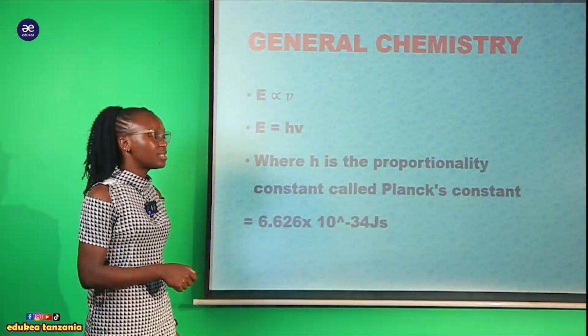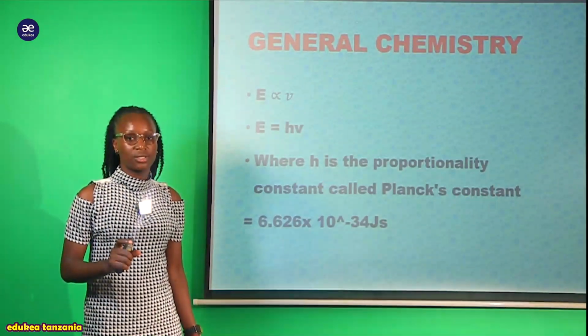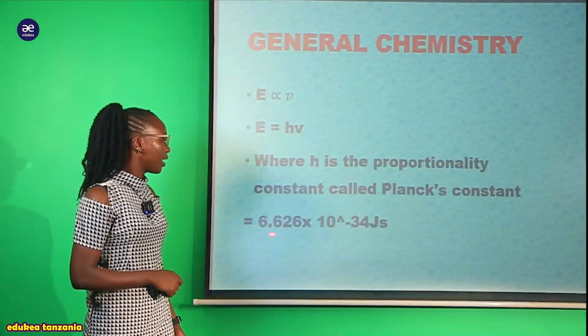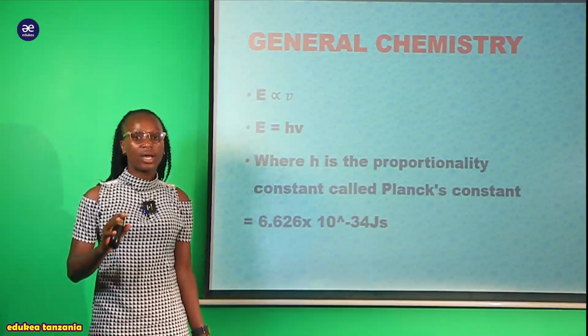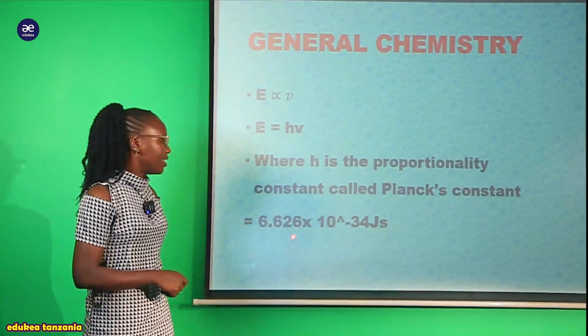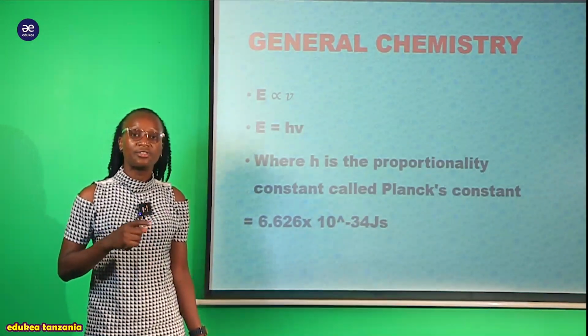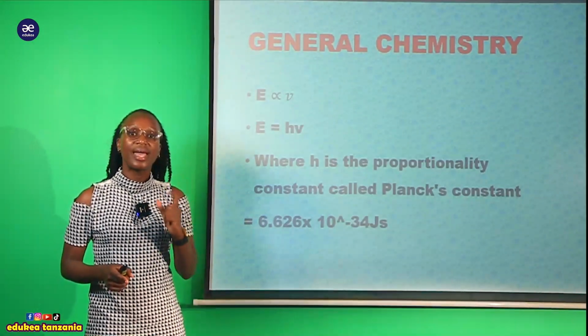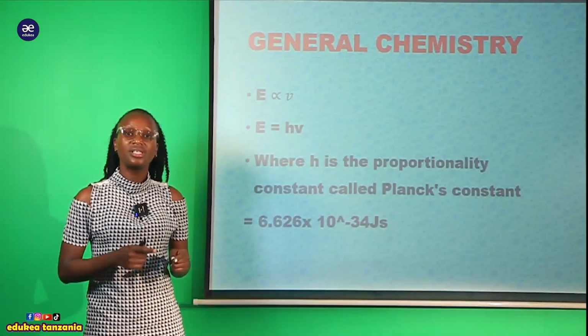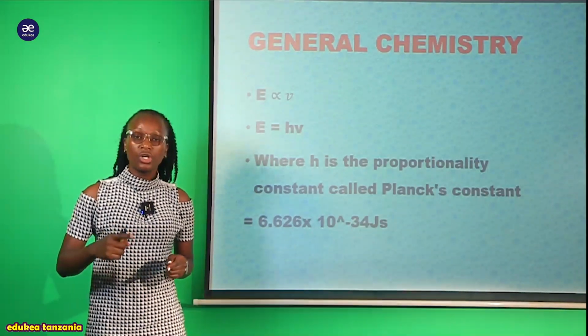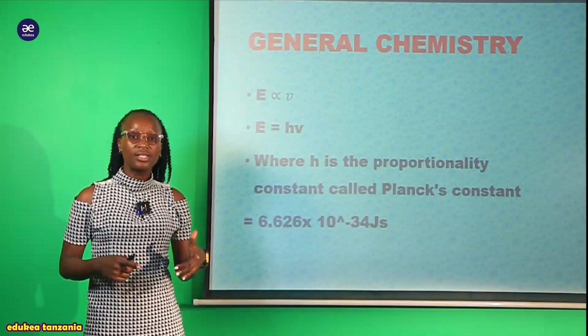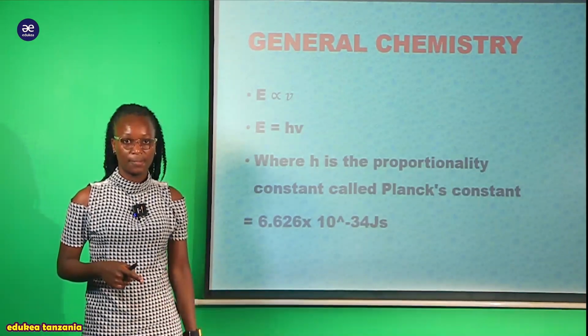Na hii Planck's constant, hii value ipo constant ambayo value yake ni hii. Kwa hiyo wherever in your calculation utaitumia hii value ya 6.626 times 10 power negative 34, lakini lazima ukumbuke the SI unit. SI unit is joule second. Joule second, tunajua joule is for energy, second is for time.